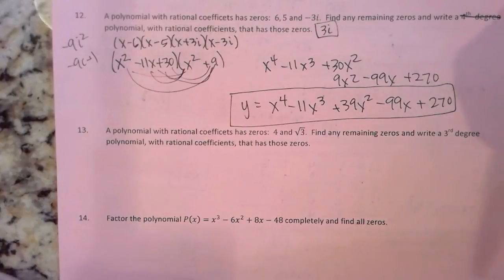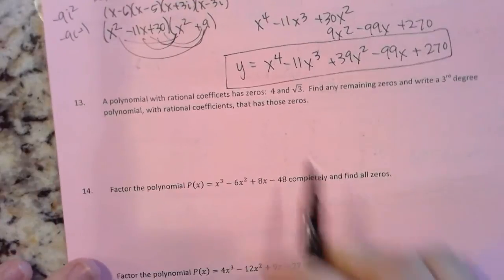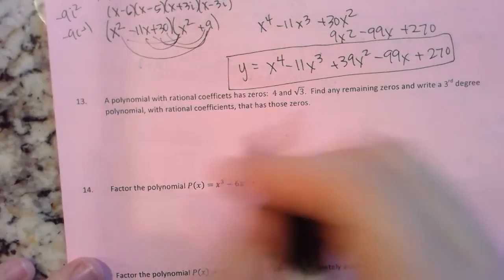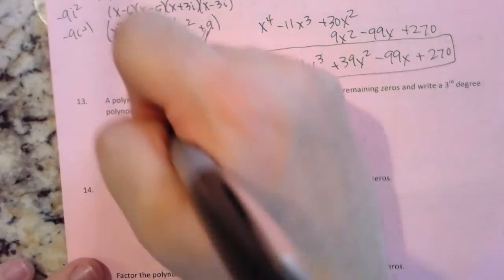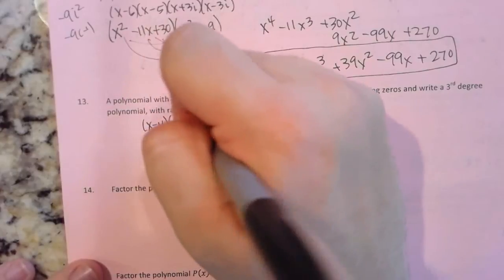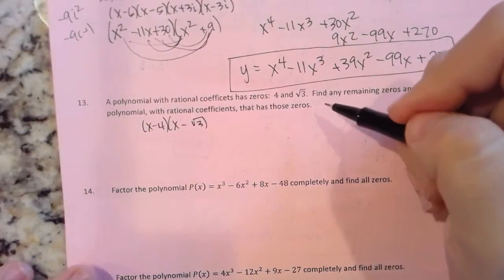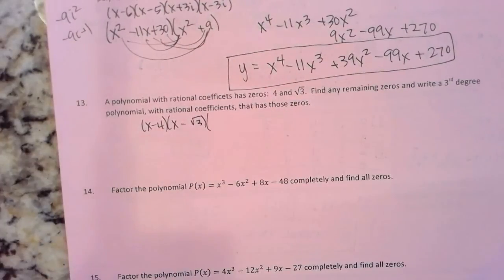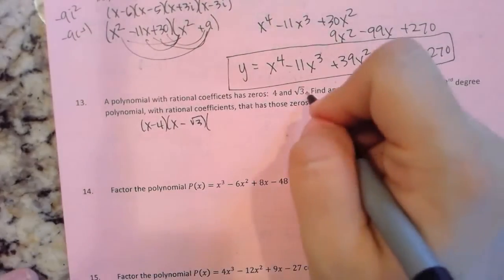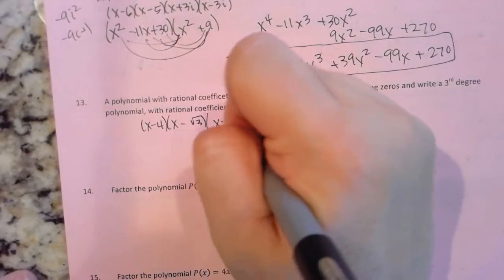Okay, number 13, let's do it again. Does the 4 have a partner? No. So x minus 4. And then square root 3, minus square root 3. But the square root comes with a partner always. The rationals and the imaginaries do.